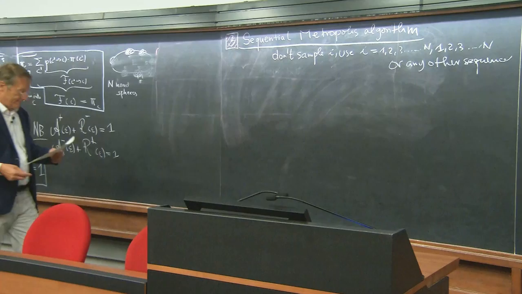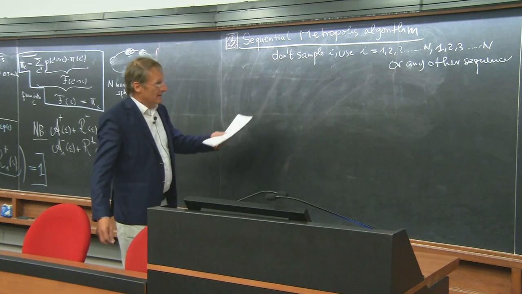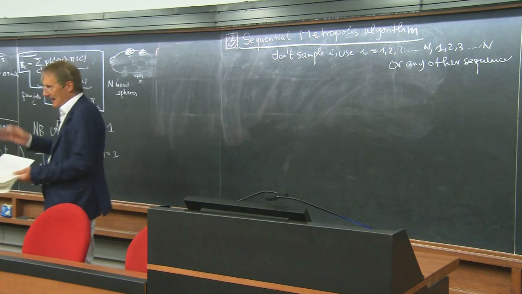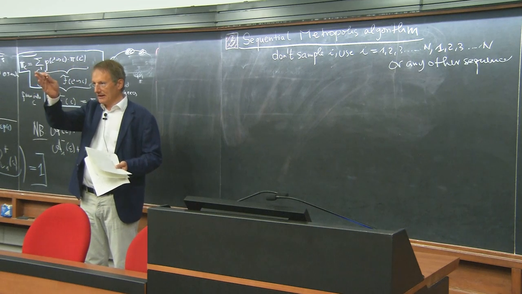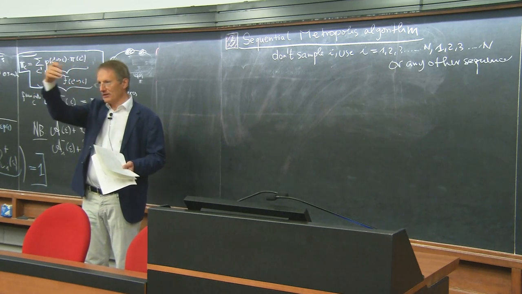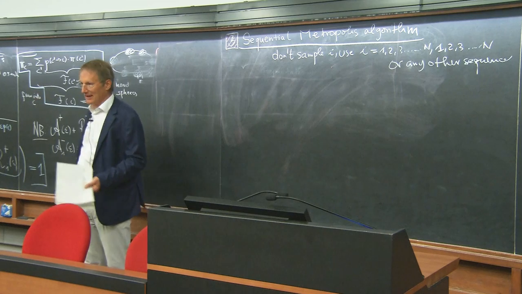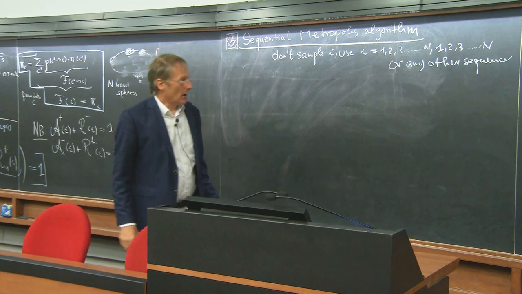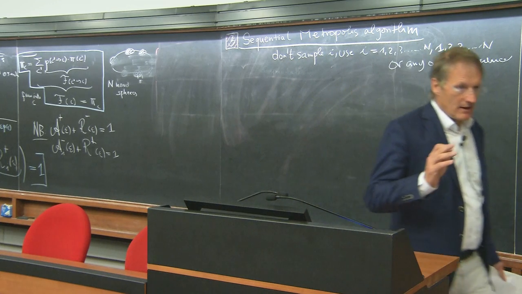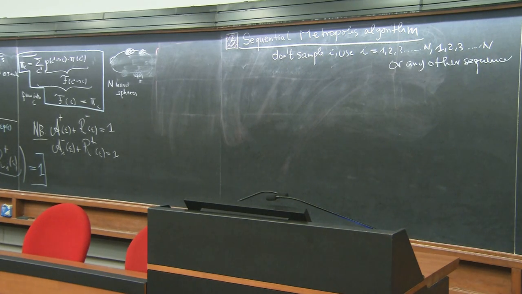So now, but all the other things are the same. I take particle I, I move it to plus epsilon or minus epsilon, and I accept or reject with the same rule like this. So now I have to check that the global balance condition is satisfied.